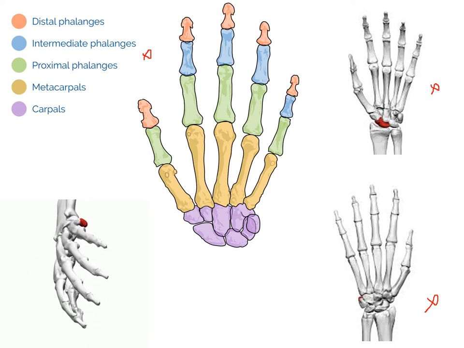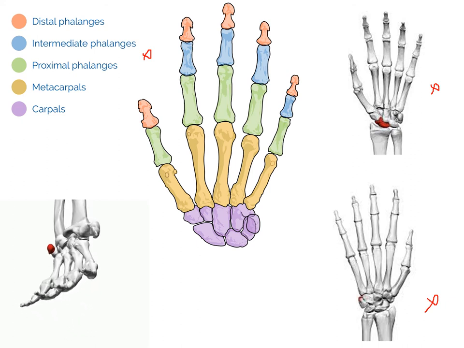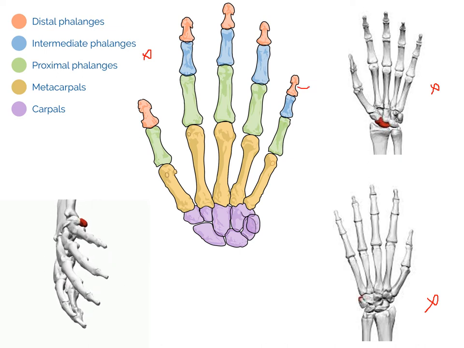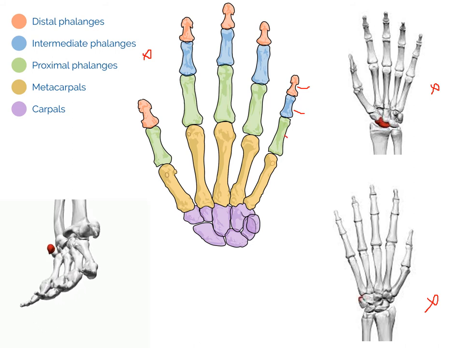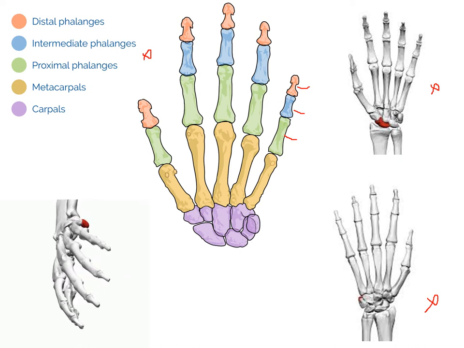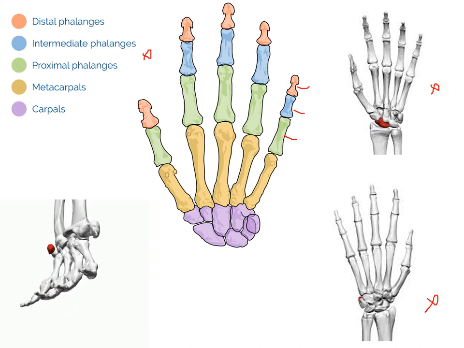Now let's talk about kind of the easier bones first. Just like with the foot, we have three different types of phalanges, or phalanx for singular. The distal are pretty much right under your fingernails. Then we have intermediate, and then we have proximal phalanges, right? So they form essentially your knuckles, right? So where your palm bones or metacarpals join with your fingers.